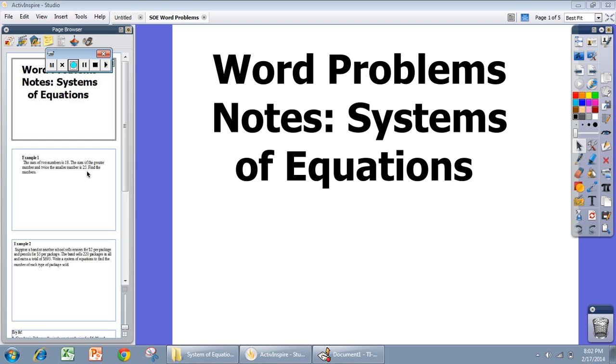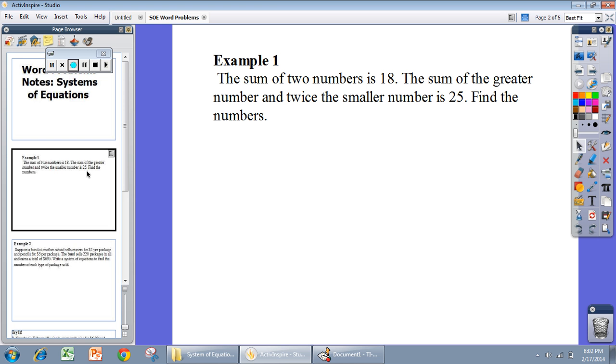All right, so you should have your note sheet out in front of you, and we're going to look at example number 1. So for example number 1, it says the sum of two numbers is 18. So what does sum mean? What math operation are we doing with sum? Yes, if you said addition, you are correct. So let's put a little plus sign up here. So it says the sum of two numbers is 18.